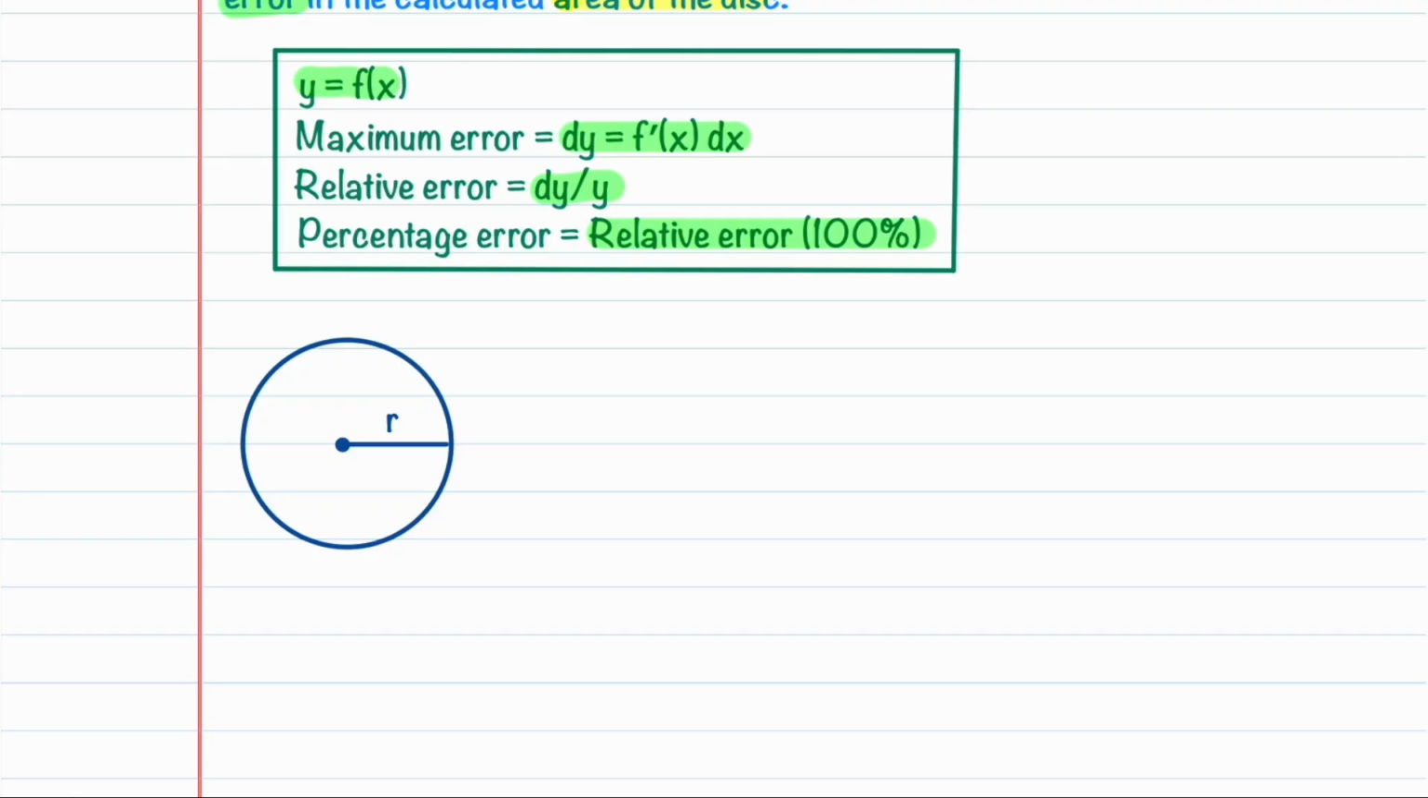I went ahead and drew a circle to represent our circular disk. It has a radius r, and we're going to write down that the area is pi r squared. So we are going to be calculating the error in this area. Let's first find the maximum error. So the maximum error is going to be dA. Taking that derivative, we have 2 pi r times dr.